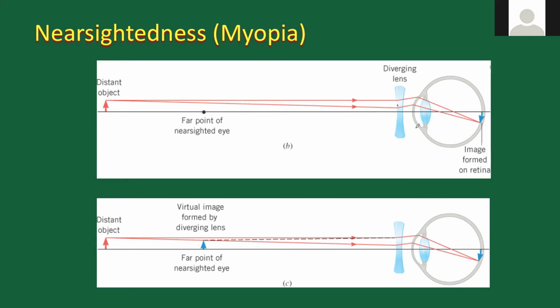Basically, the concave lens forms the virtual image of the distant object at the far point of the nearsighted eye. So here is the distant object, and this concave lens forms the image of this distant object at the far point here. And we know that you can see the object clearly up to that point. If the image is formed at that point, then you can see it clearly, which is what this diverging lens does.